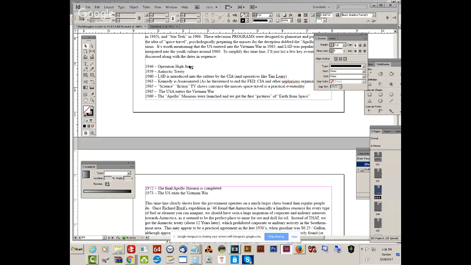But instead of that, we got the exact opposite. We got the Antarctic Treaty, which doesn't ban people from going to Antarctica. It bans corporations and governments from setting up shop there and extracting resources from there.